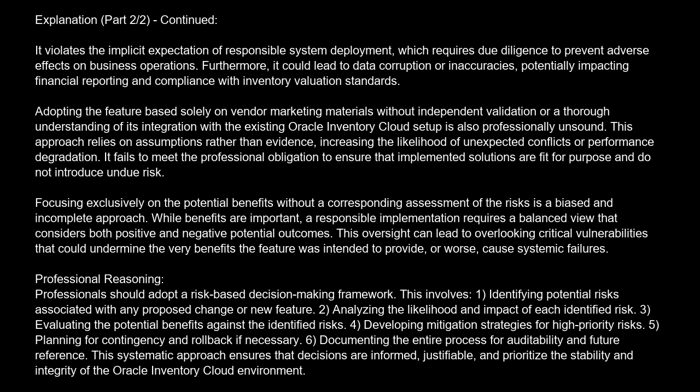Professional reasoning. Professionals should adopt a risk-based decision-making framework. This involves: 1. Identifying potential risks associated with any proposed change or new feature. 2. Analyzing the likelihood and impact of each identified risk. 3. Evaluating the potential benefits against the identified risks. 4. Developing mitigation strategies for high-priority risks. 5. Planning for contingency and rollback if necessary. 6. Documenting the entire process for auditability and future reference.